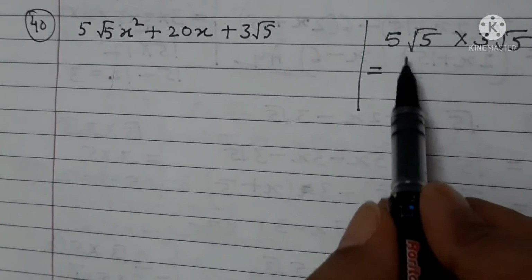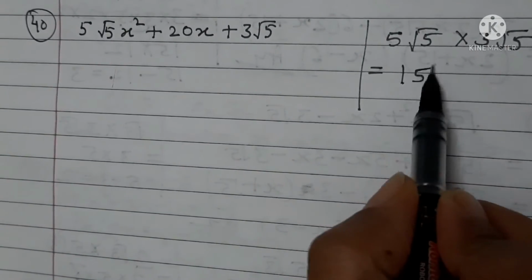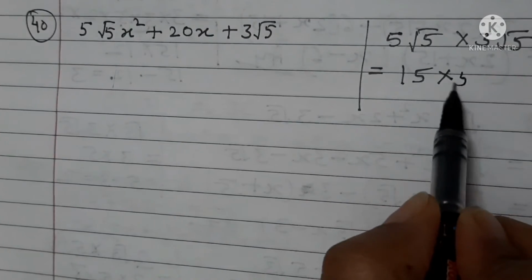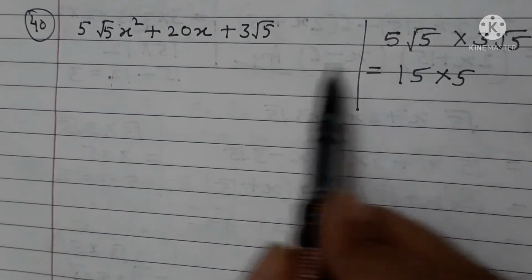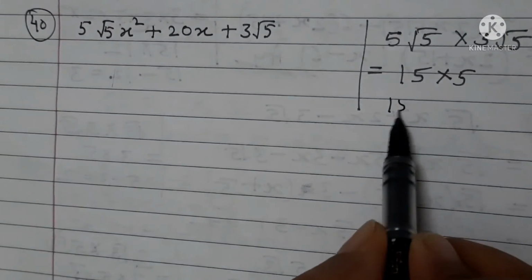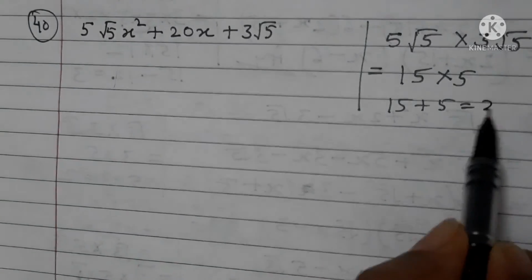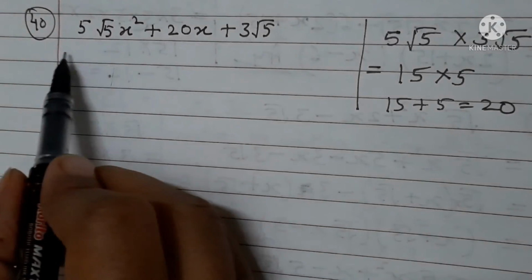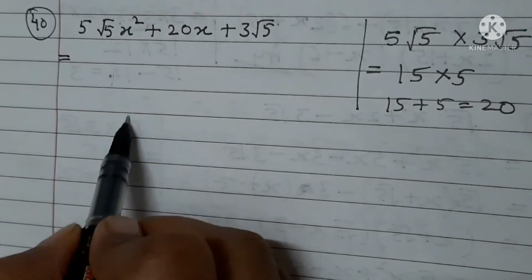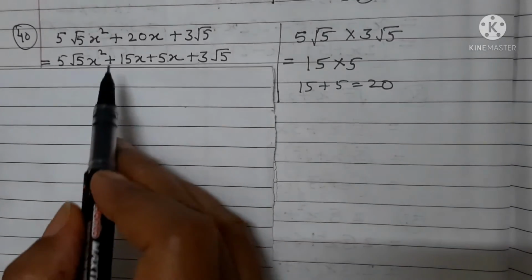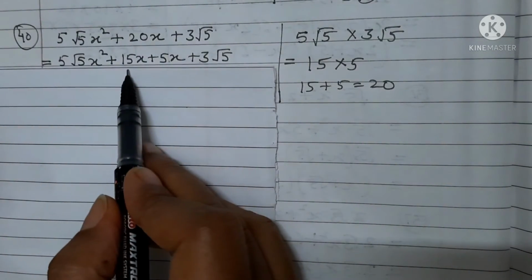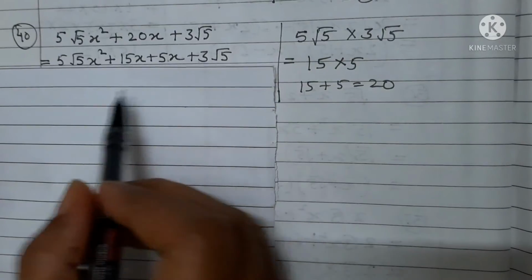This becomes 5 3s are 15 and root 5 root 5 is 5. So 15 plus 5 make 20. 15 plus 5 you will get 20, and write here and solve it. Now you split 20 into two terms, 15 and 5.